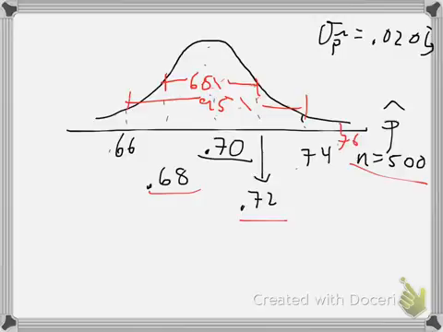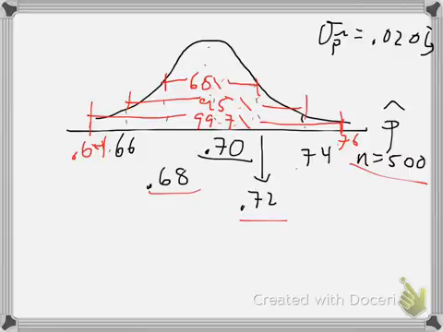And if I take one more standard deviation on both sides, nearly all, 99.7% of the time, I would expect between 64 and 76% of people in my samples to buy their lunch.